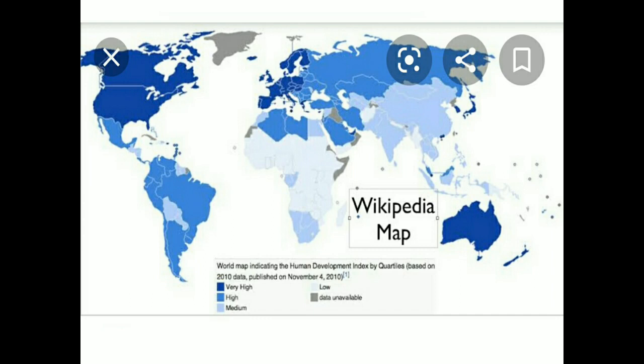Where the dark blue color is there, the life expectancy, birth rate and everything is good; those are more developed countries. And the somewhat lighter bluish color, those are okay compared to the more developed countries. And the light blue color is medium. India is in that medium stage. It shows how the country is going on.